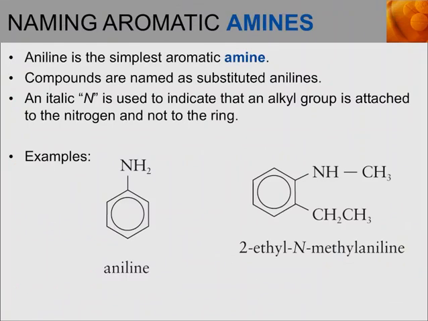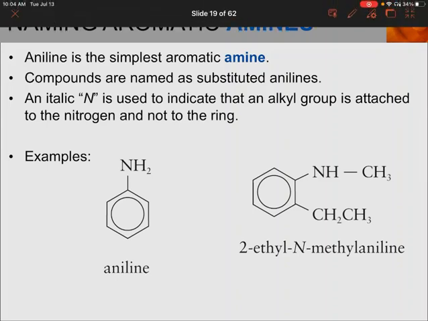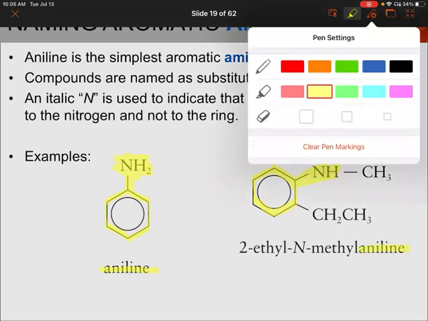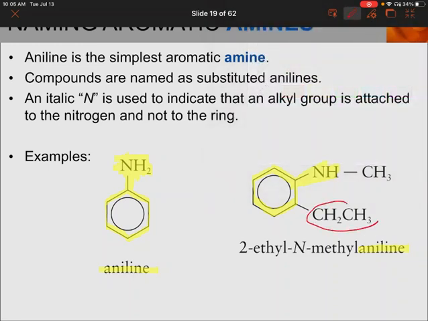Okay, so what if you have an aromatic amine? Now you might remember back when we talked about benzene derivatives that if you do have a benzene ring with a nitrogen group attached, that is called aniline. So looking at our compound on the right, we again have a benzene ring with a nitrogen attached. So that is our aniline there. And then we also have an ethyl group on the benzene ring, and then a methyl group bonded to our nitrogen.